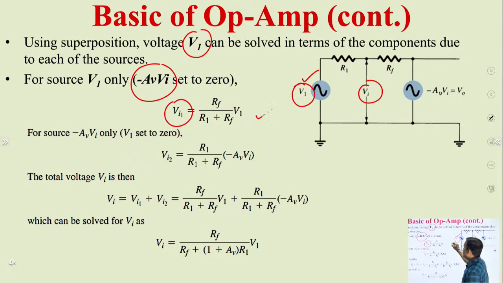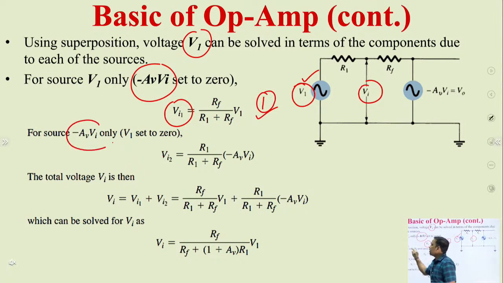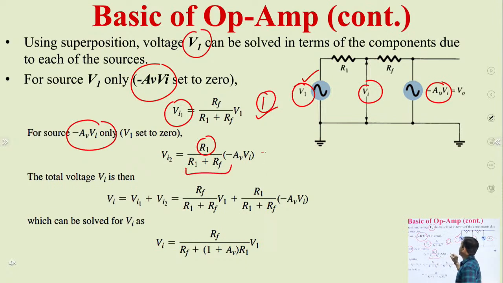Now let's say this is our equation 1, and when V1 is 0 and we are considering only minus AV times of VI, then the result will be minus AV multiplied by VI multiplied by R1 divided by R1 plus RF. Let's say this is equation number 2. So we have calculated the response of the circuit due to both the excitations, V1 and minus AV times of VI. So the overall output can be represented as this particular equation, which is equation number 3.